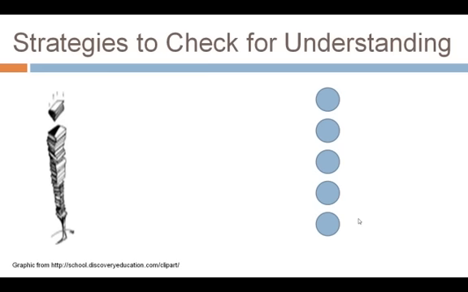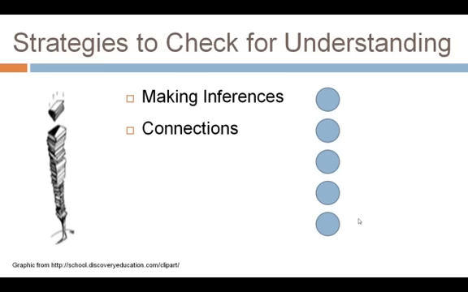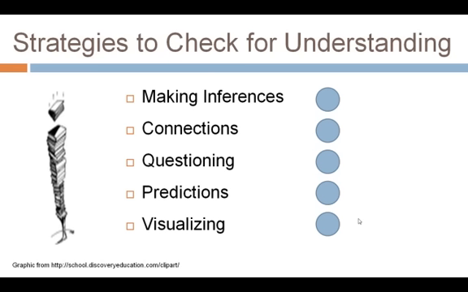The 5 strategies that we will use to check for understanding include making inferences, making connections, questioning, making predictions, and visualizing. As we go along, we will be working with symbols that we will use when applying these skills. The symbols will include the letter or the symbol with a circle around it. For making inferences, it will be an I, connections a C, questioning a question mark, predictions a P, and visualizing a V. We will discuss the symbols and how to apply them more later.